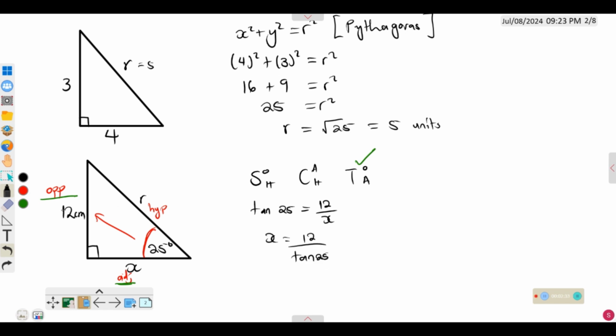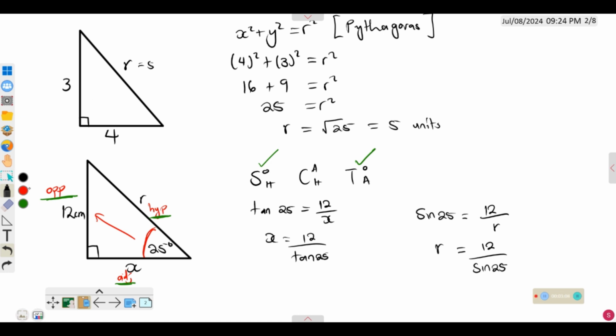When I'm looking for the hypotenuse, I'm still given the opposite side. Which trig ratio relates the opposite and the hypotenuse? That has to be sine, right? So sine 25 equals the opposite side, 12, divided by the hypotenuse, r. When we make r the subject of the formula, we have 12 divided by sine 25, and then we solve this using our calculator to find the exact numerical value.